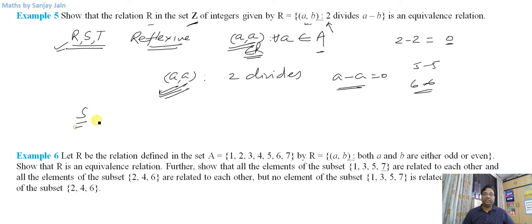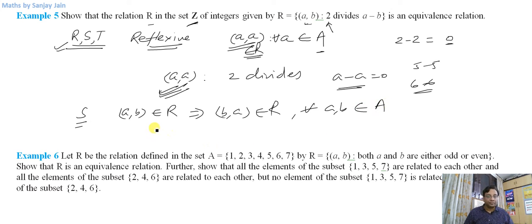What about it being symmetric? If (a, b) belongs to relation R, that should imply that (b, a) belongs to R, for a, b belonging to this set A. Now 2 divides a minus b, that means a minus b is 2 into some integer. Now can I say b minus a is also 2 into something, 2 into minus m, let us say? Because this is just the negative of this. So a minus b is 2m, so b minus a will be minus 2m. So I can write it like this.